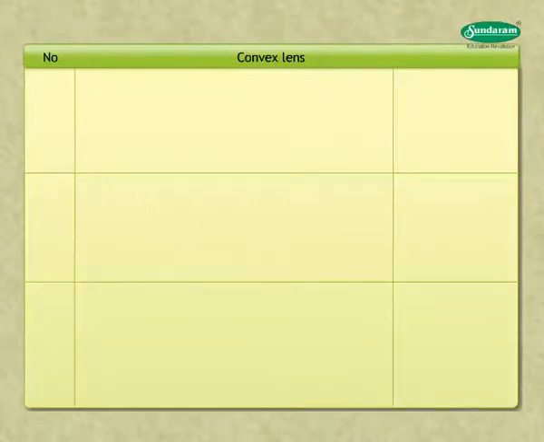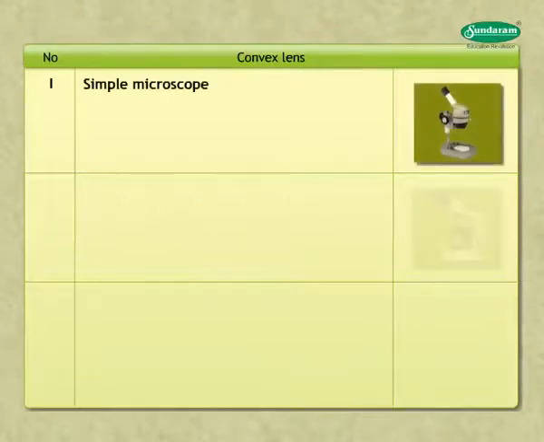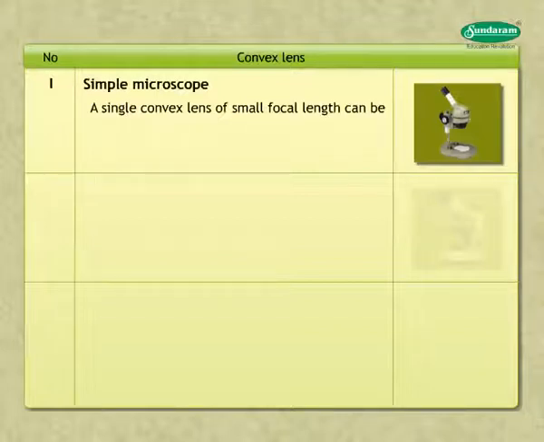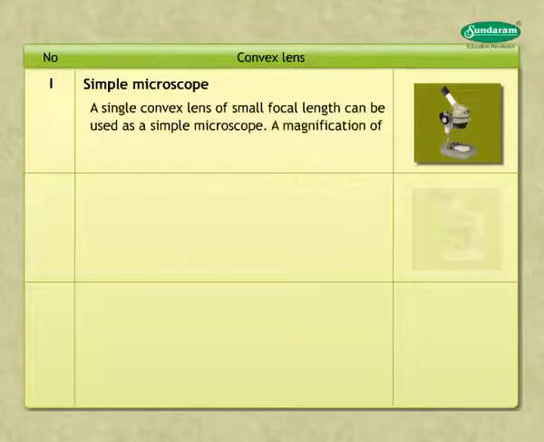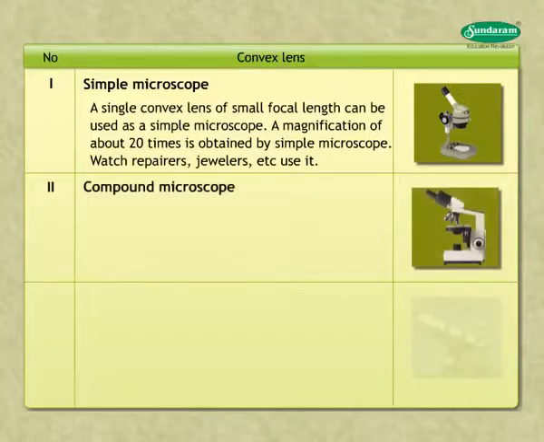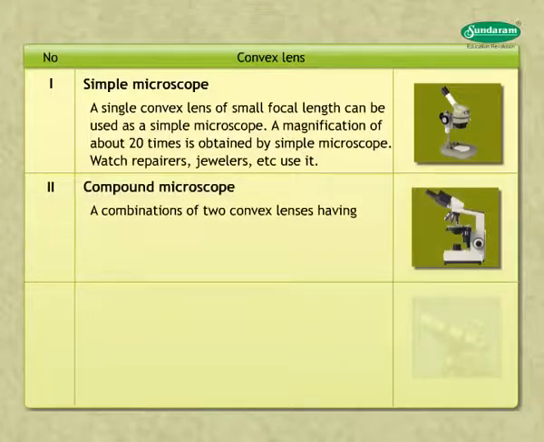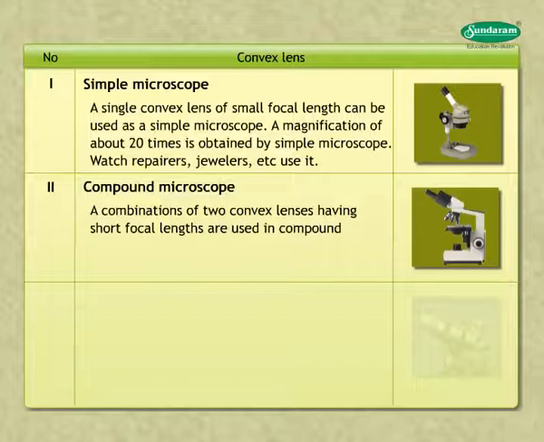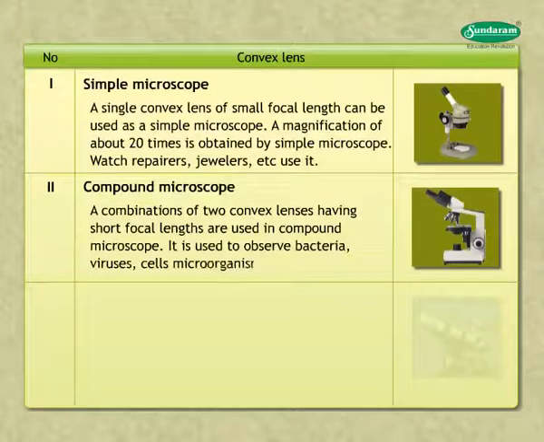Convex lens. 1. Simple microscope. A simple convex lens of small focal length can be used as a simple microscope. A magnification of about 20 times is obtained by simple microscope. Watch repairers, jewelers, etc. use it. 2. Compound microscope. A combination of two convex lenses having short focal lengths are used in compound microscope. It is used to observe bacteria, viruses, cells, microorganisms, etc.